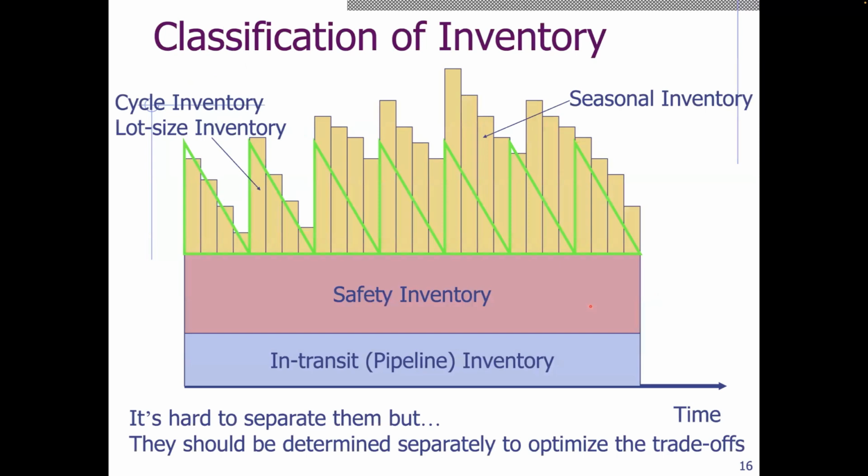Inventory can be classified into these 5 types: in-transit, seasonal, cycle or lot size, and safety inventory. It's not so easy to treat them separately in practice. But we should optimize them separately using some analytic IT models. I'll talk about such models until my lecture time is up.